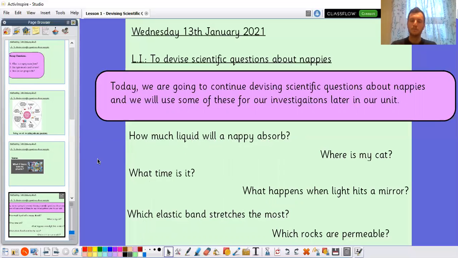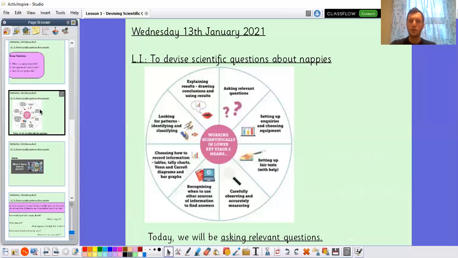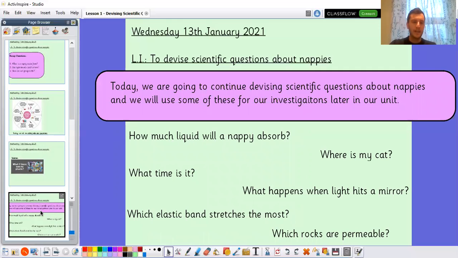Now I'm going to give you a bit of a clue. Scientific questions are questions that we can answer usually by using these scientific skills. So maybe by setting up a fair test, maybe by carefully observing and accurately measuring, maybe by looking for patterns. And they also contain scientific language. I can give you one example. Permeable might be an example of a piece of scientific vocabulary that relates to rocks. See if you can sort those into 2 columns, and we'll go through them in just a moment's time.